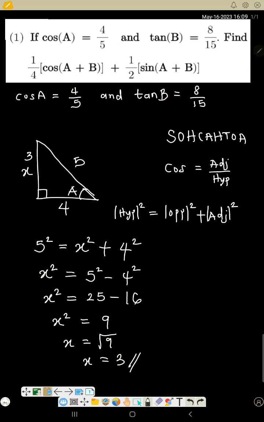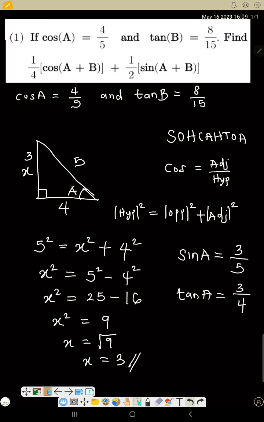So now we know cos A to be 4 over 5. We can now know what is sine A. Sine is opposite over hypotenuse. The opposite is now 3, so that will be 3 over hypotenuse, that's 5. So sine A is 3 over 5. We also know tan A. Tan is opposite over adjacent. So opposite is 3 over adjacent, that is 4. So that's 3 over 4.